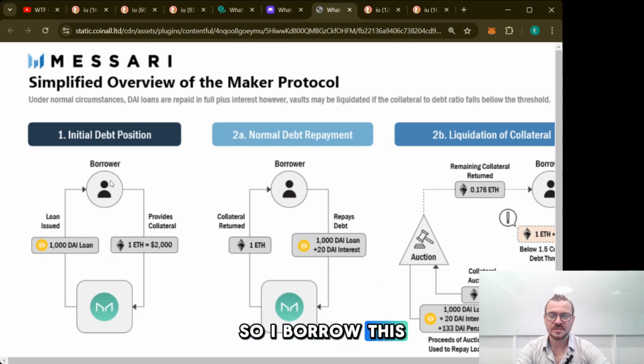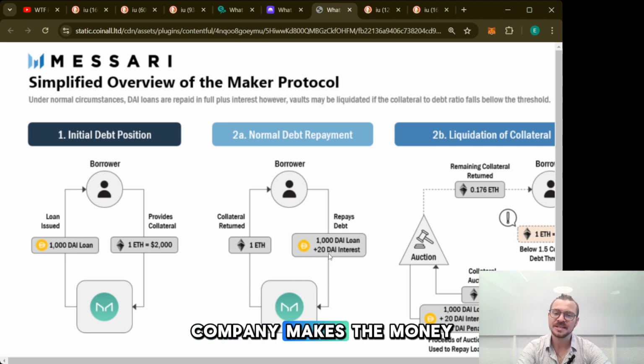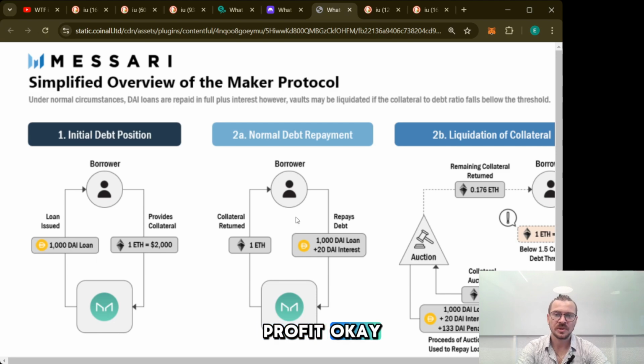So I borrow this. I give you the 1 ETH. You give me the 1,000. I go and use that 1,000 to do whatever I want. And then when I'm ready, I give you 1,000 plus a little bit, and you give me that 1 ETH back. Okay, so you can see 1 ETH in, 1 ETH out. 1,000 DAI out, 1,020 in. Right, so this 20 is the interest. This is how the company makes some money. This is making their profit. Okay, so that part's pretty simple, right? I give you 1 ETH, you give me 1,000 DAI. Okay, and it comes back.